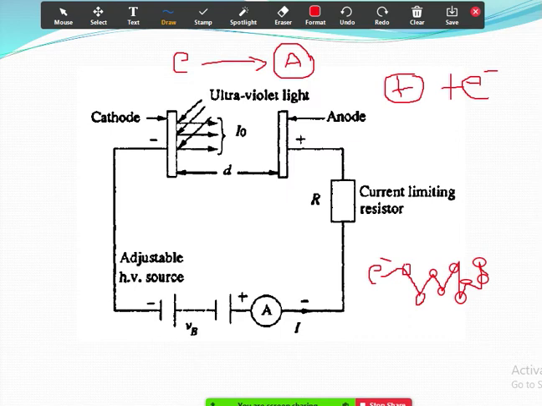This electron is accelerated by the electric field. So this electron is supplied energy by the electric field. So this electron moves fast, and in between it collides with the atoms.